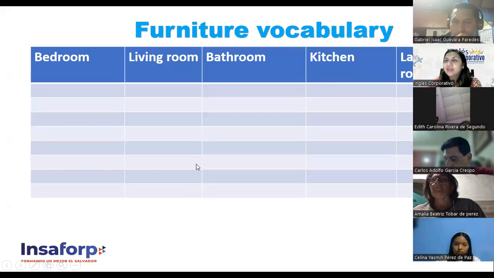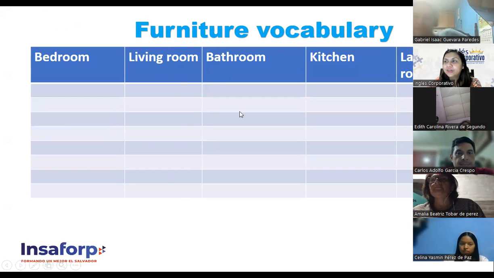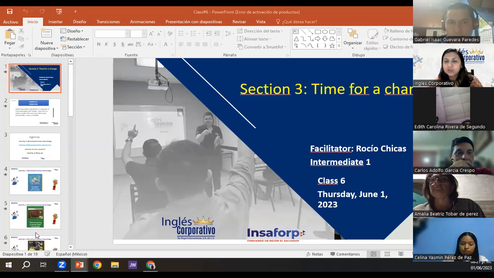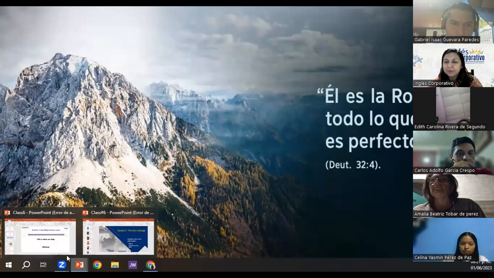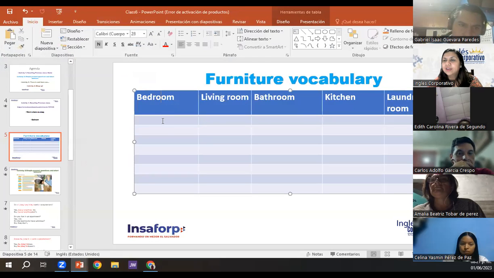Okay, now guys, we are going to complete this with furniture vocabulary. Furniture are all the objects that we have in the house, in each part of the house. So we're going to have some vocabulary. Oops, this is not your class. Give me a moment. Okay, can you see the screen?